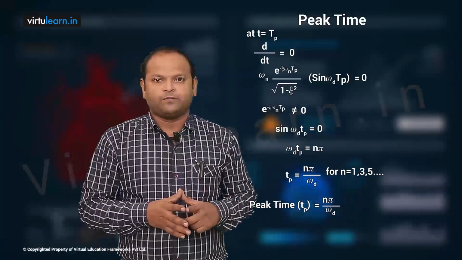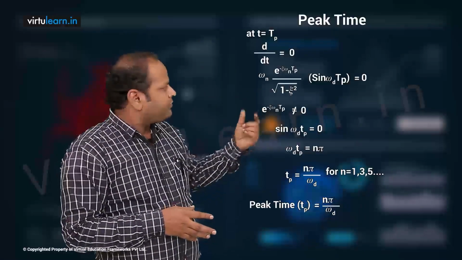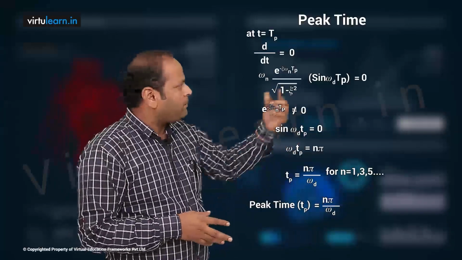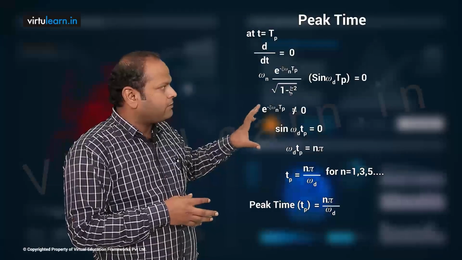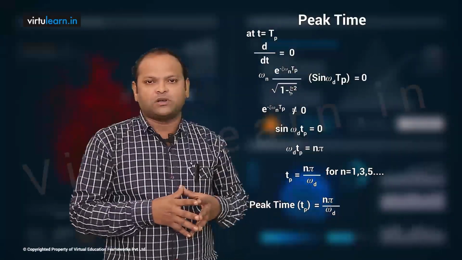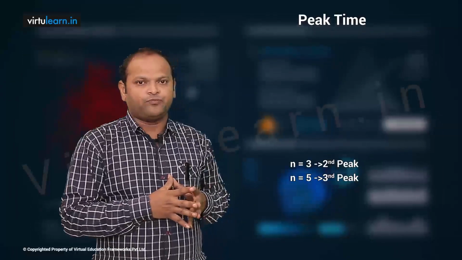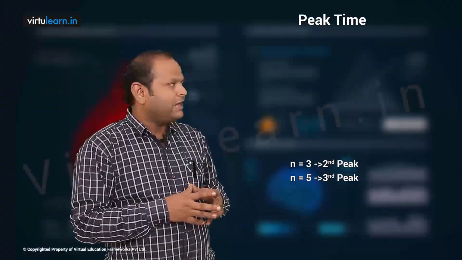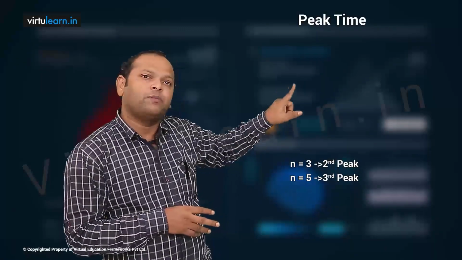Generally the peak time is defined for n is equal to 1. So when n is equal to 1, Tp is equal to pi by omega d, or we can write pi by omega n into under root 1 minus zeta square. So this is the expression for peak time when the response is going from 0 to the first peak of the response. Sometimes we are interested to know the time taken by the response to reach the second peak. So the general expression is Tp is equal to n pi by omega d.